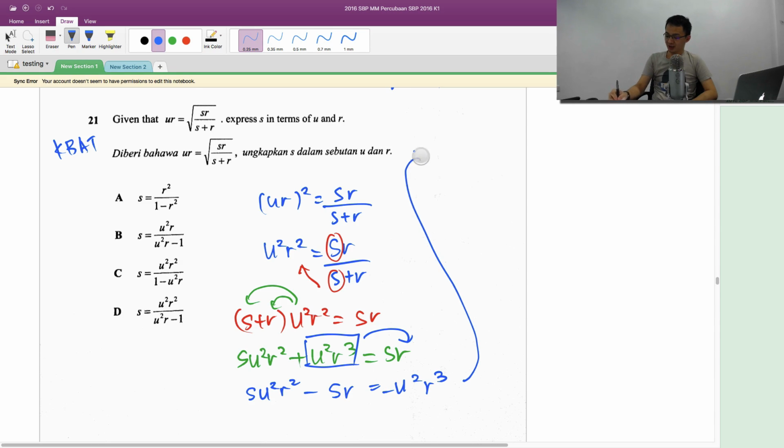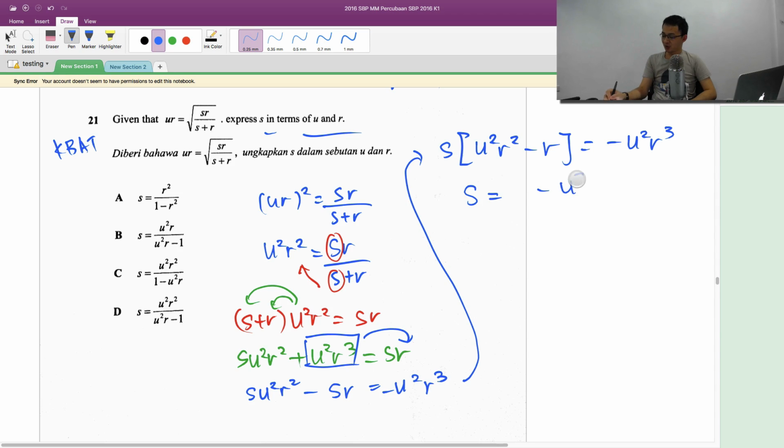So what happened is, I will factorize out the S, and then I get S times U square R square minus R equals to negative U square R cube. Because the question asked me S in terms of U and R, that means I want to make the S the subject. So I move this thing to the other side, it becomes divide.